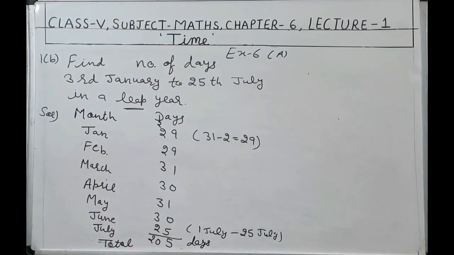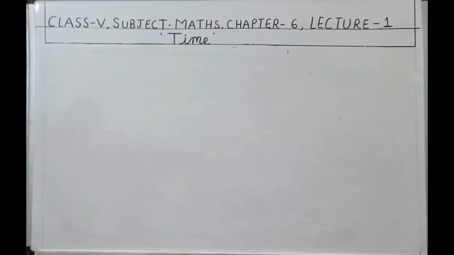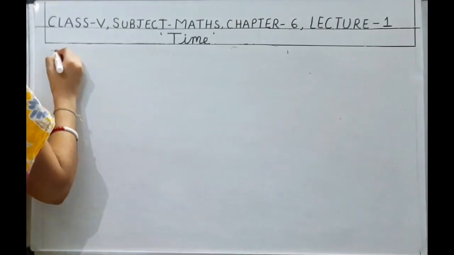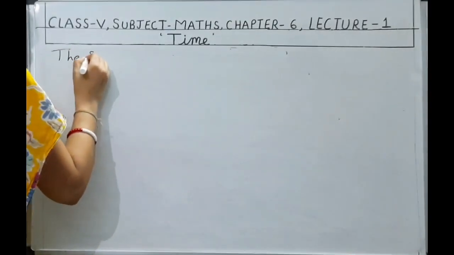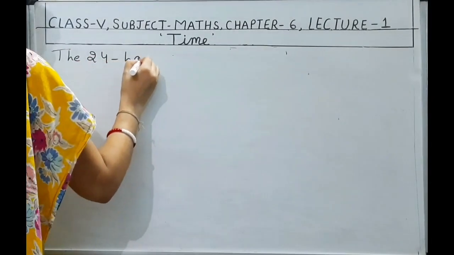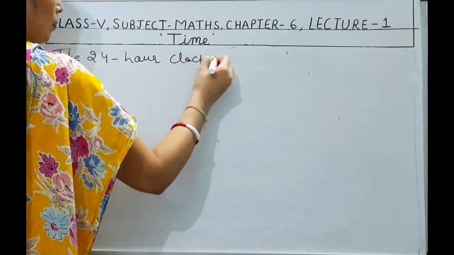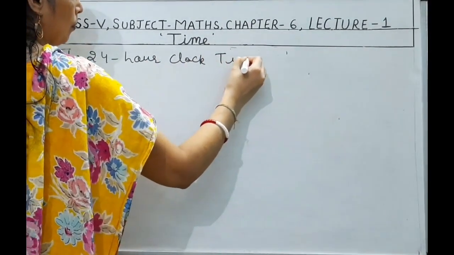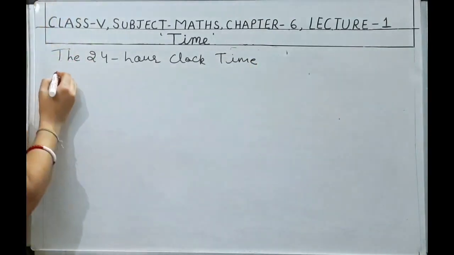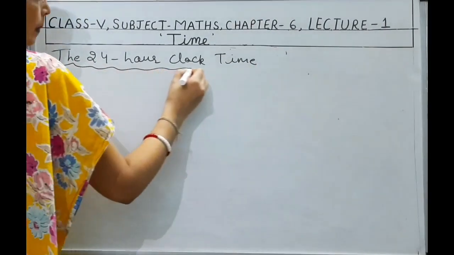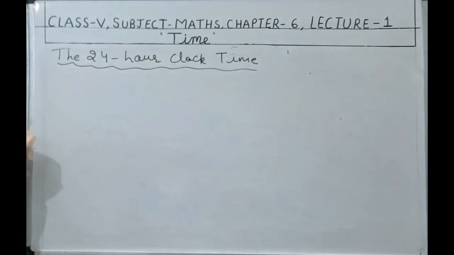In this way you can calculate the number of days from one day to another. This is our first topic of the class 5 chapter 6. Now we will study about the 24-hour clock time.